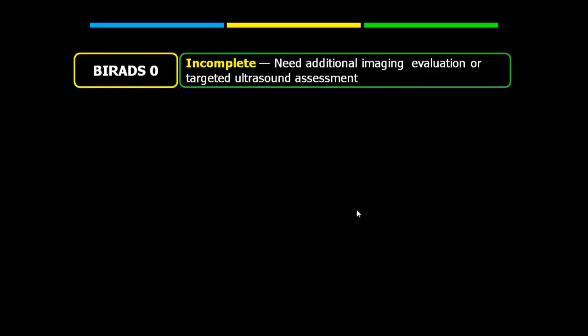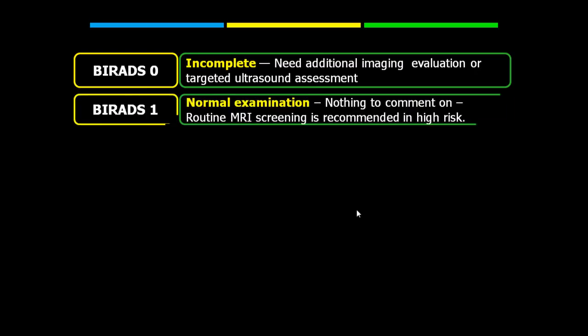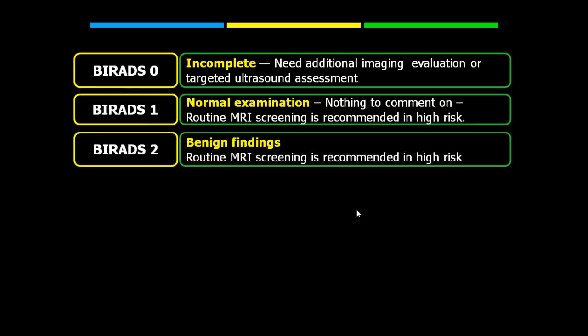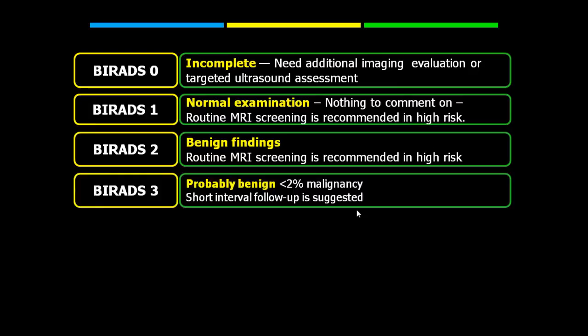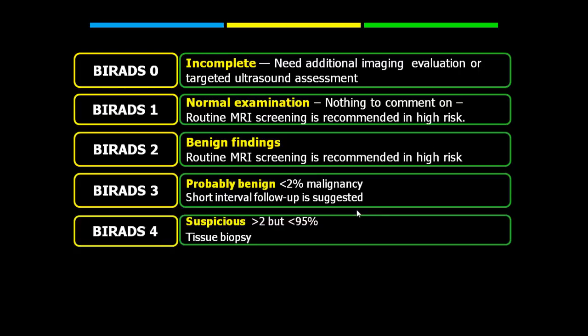At the end, we should classify the lesions by giving them a BI-RADS category, where BI-RADS 0 is an incomplete assessment that needs additional imaging evaluation. BI-RADS 1 is a normal examination, there is nothing to comment on, and routine MRI screening is recommended only in high-risk patients. BI-RADS 2 is a benign finding, and routine MRI screening is recommended in high-risk patients. BI-RADS 3 is a probably benign lesion, and short interval follow-up is suggested. BI-RADS 4 is a suspicious lesion, and tissue biopsy should be considered.